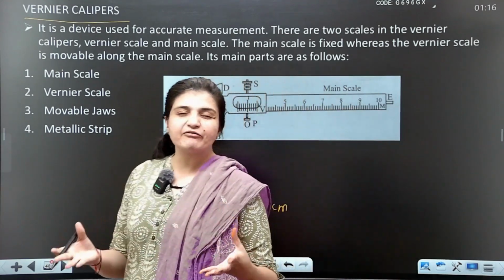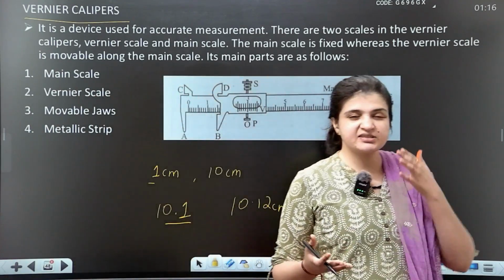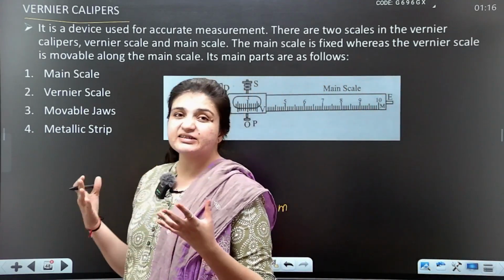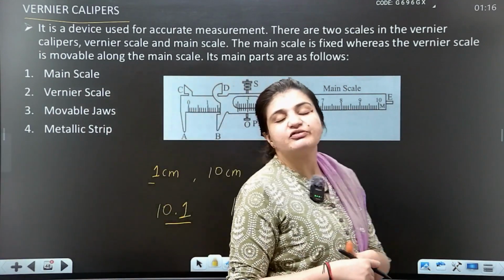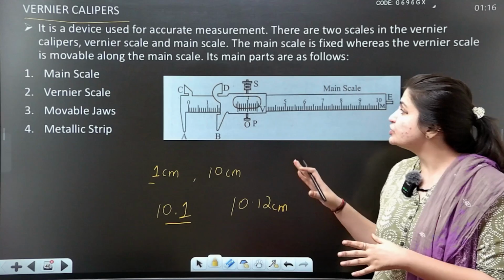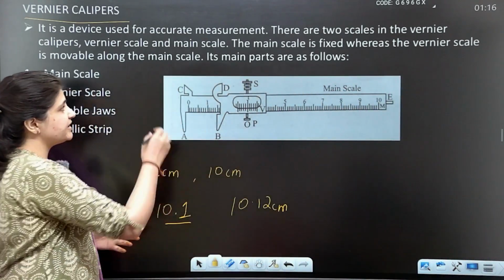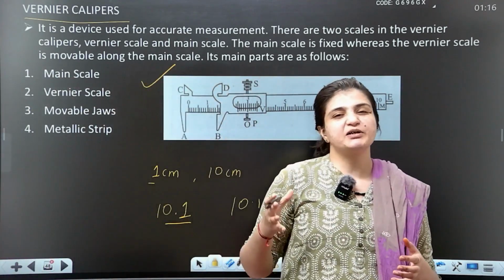So what do we have to use? We have to use more precise, more accurate devices which can give the value more accurately. So we have the vernier caliper. This is how the vernier caliper looks.